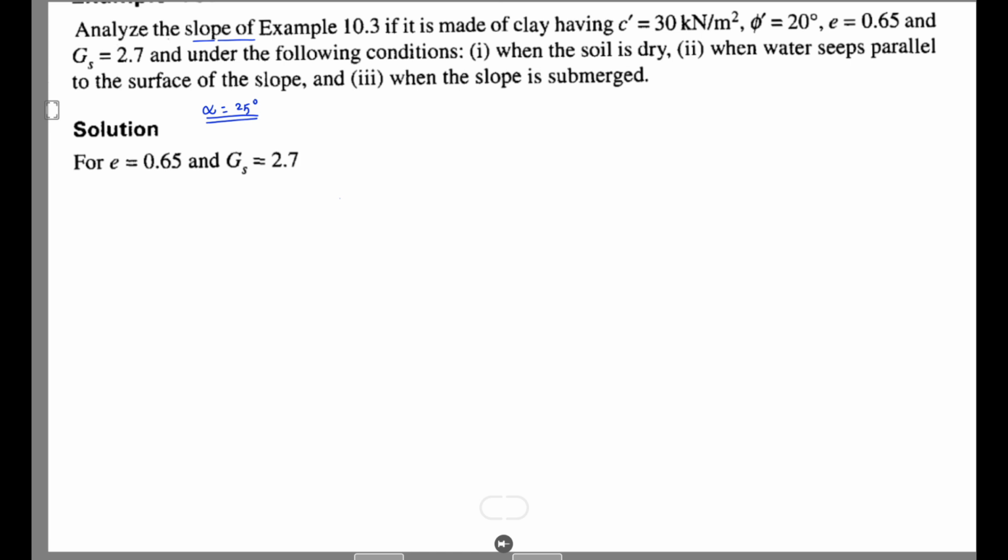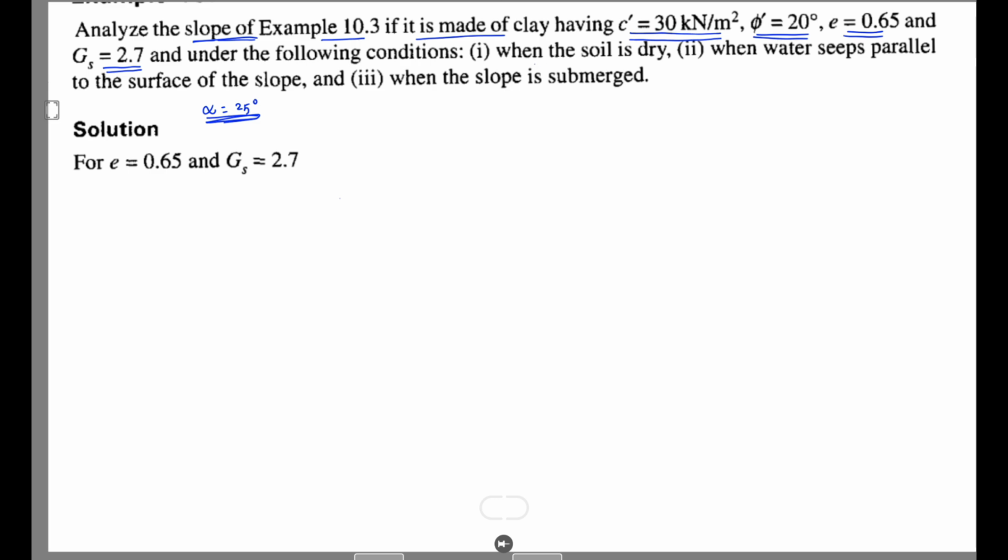So the problem is to analyze the slope. In example 10.3, the alpha value is 25 degrees. If it is made of clay having C equal to 30 kN per meter square, that is cohesion equal to 30 kN per meter square, then phi, the angle of internal friction, is 20 degrees, the void ratio e is 0.65, and Gs, the specific gravity of solids, is 2.7, under the following conditions.